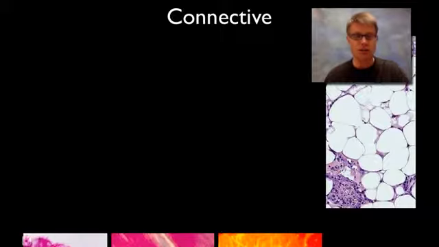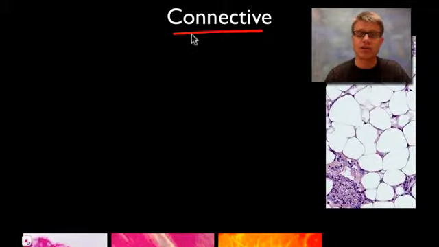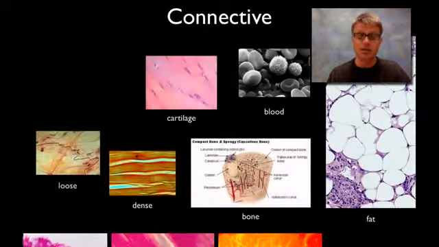So basically, what do we got so far? We've got epithelial covering, we've got muscle movement, we've got nervous. So what's left? The last thing is going to be connective tissue. And so connective tissue is going to be kind of a catch-all. It's everything that we haven't talked about so far. And there's a lot of things that make up connective tissue.